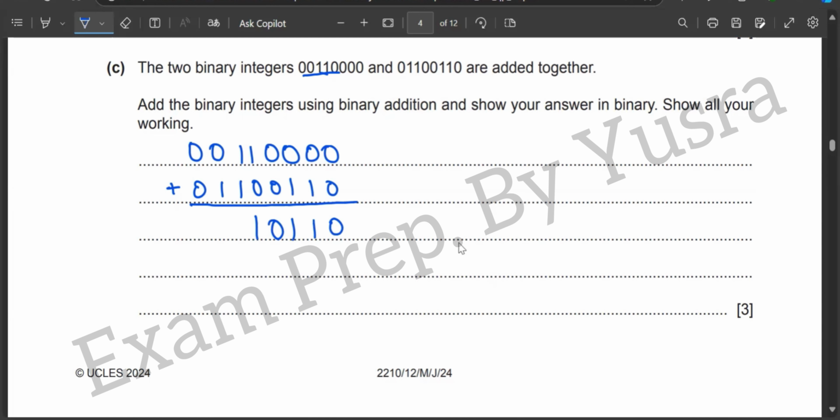Now 1 plus 1 is 2, and we write 2 in binary as 1 and 0. So we're going to keep 0 over here and carry 1. Now it again becomes 1 plus 1. 1 plus 1 is equal to 2, and we write 2 in binary as 1, 0. So we write 0 here, we carry 1. And 1 plus 0 gives us 1. So our binary addition for these two binary numbers is 1, 0, 0, 1, 0, 1, 1, 0.